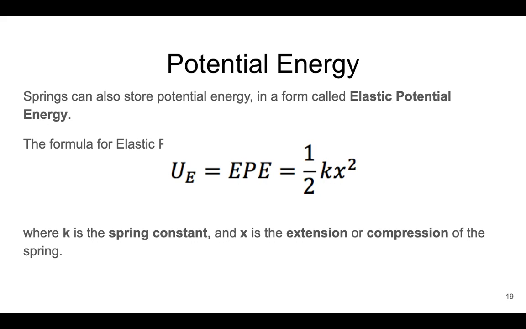And x is either the extension or the compression of the spring. Your spring, if you just sit it on the table, wants to be at a certain position. If you stretch it out or squish it down, you are either extending it or compressing it. So it is a distance, and the units for x are going to be meters.